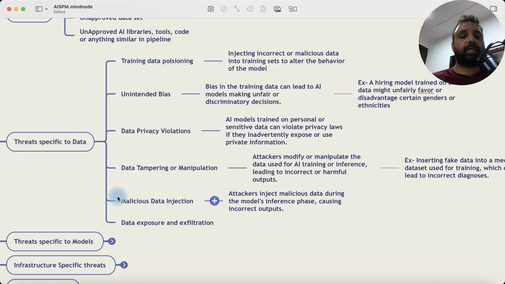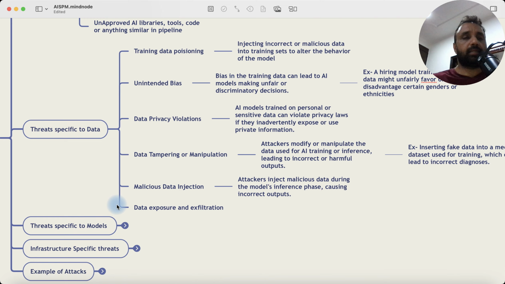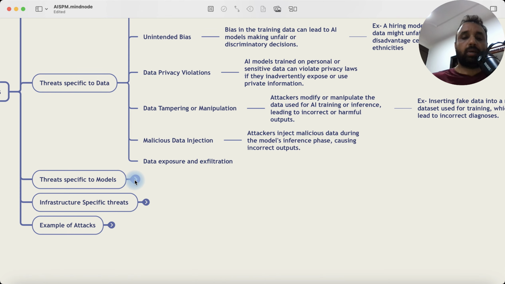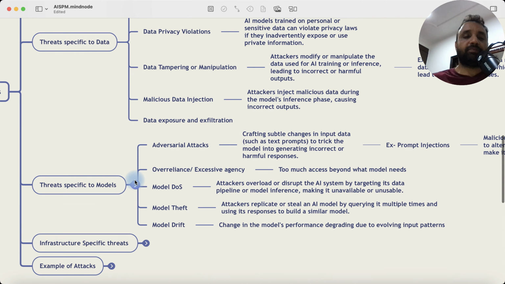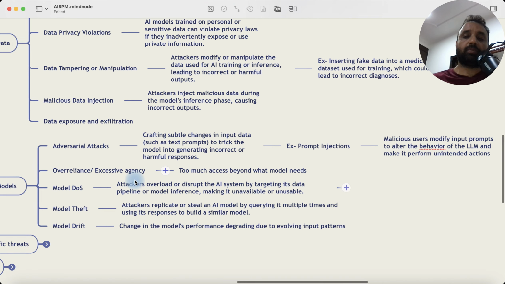And of course, data exposure and exfiltration are some of the things that are specifically threats to the data. Now let's talk about the threats specific to models. This could include adversarial attacks, for example creating prompt injection. So essentially that means somebody creates subtle changes in input data like prompts to trick the model into generating incorrect or harmful responses.